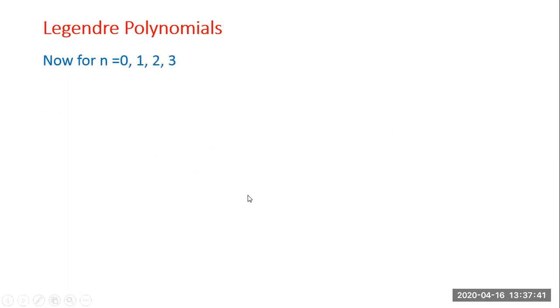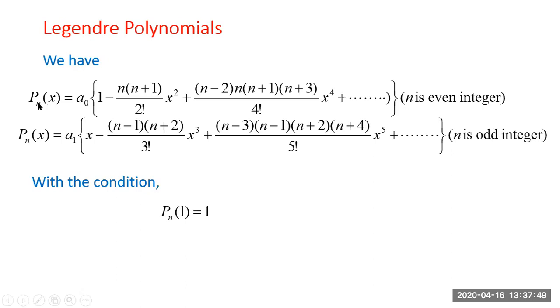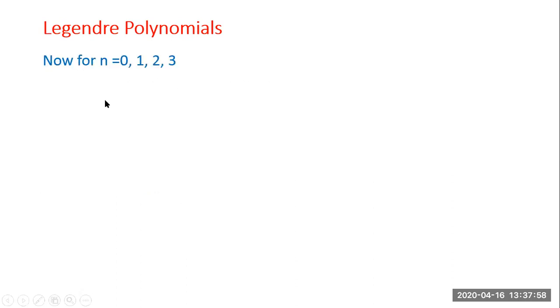Okay, so let us take some particular values of n. Say for n is equal to 0. So in this polynomial, if I take n is equal to 0, all these terms will become 0. We get only a0 into 1. So p0 of x becomes a0. So this is a polynomial of degree 0.